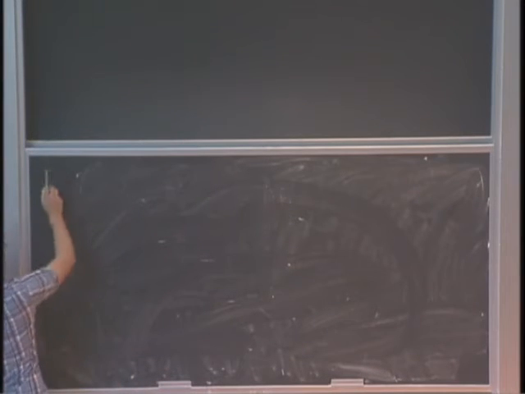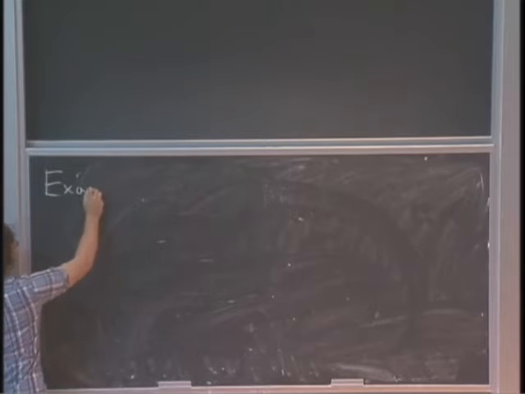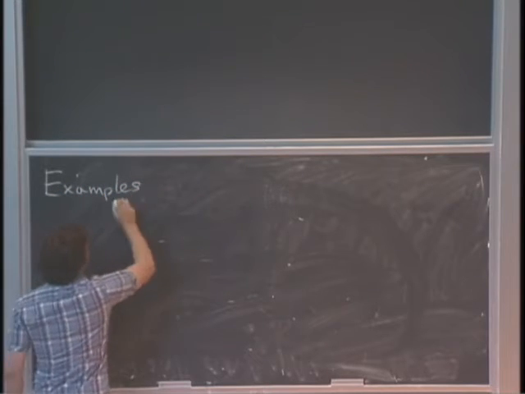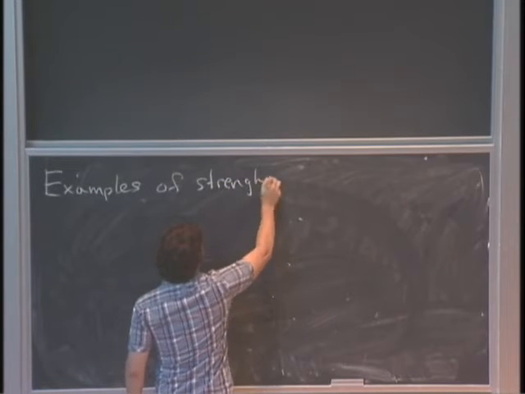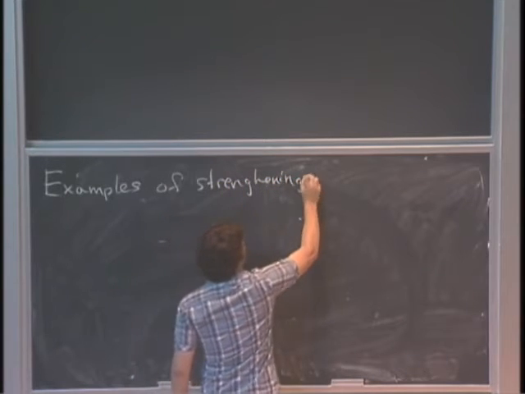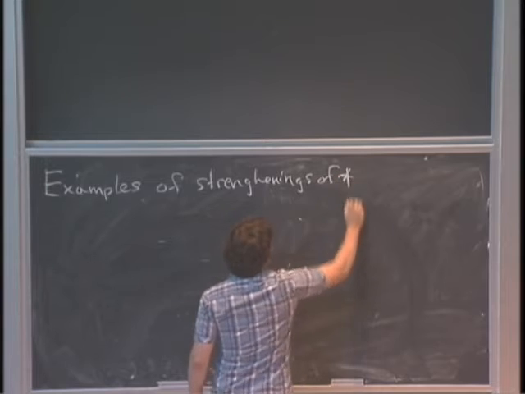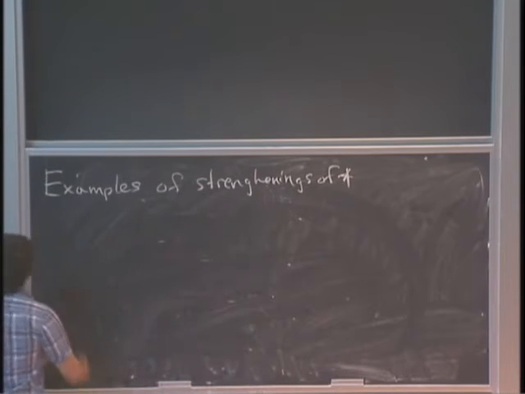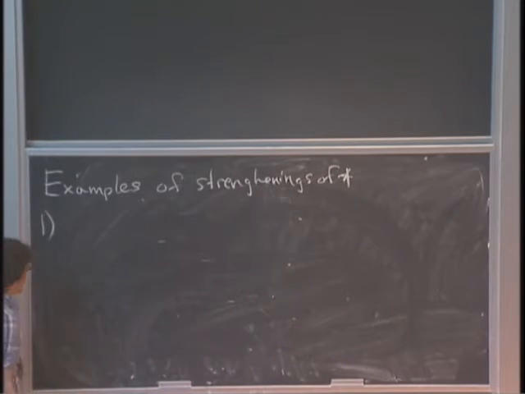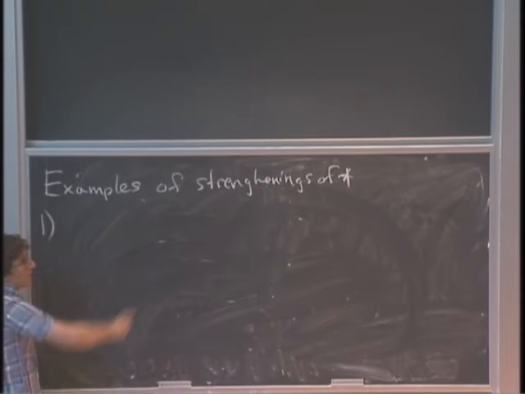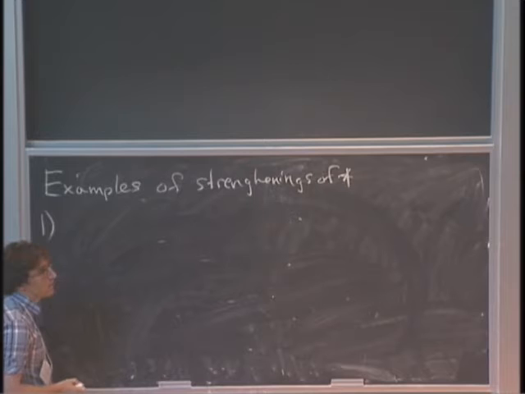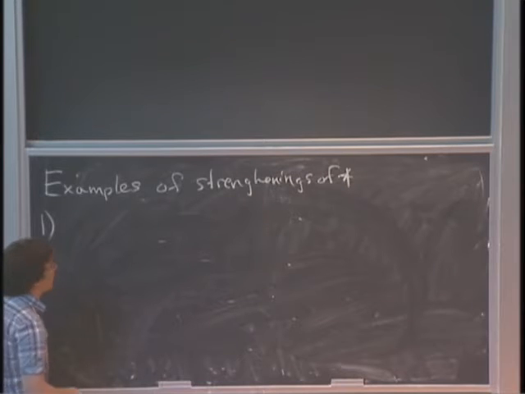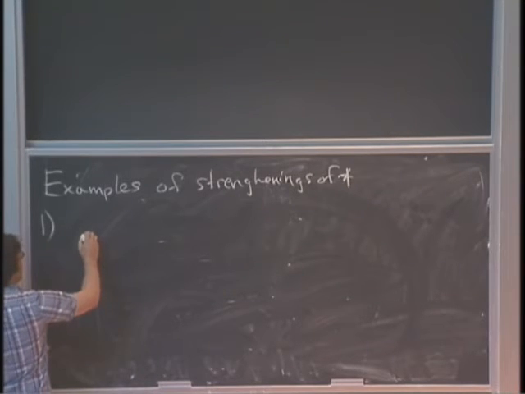Okay, so let's give some examples of strengthenings. So the first example is to do the following, which is right here we're just saying they're smooth, but there's a big class of smooth functions.